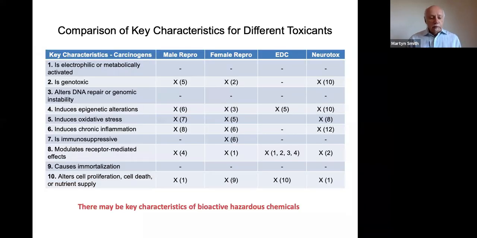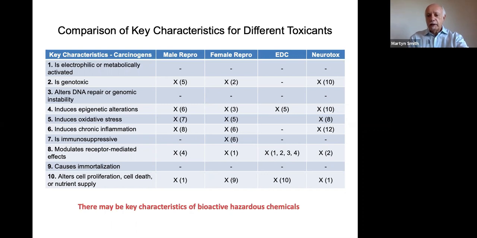So to finish, one thing that we have noticed, and probably you also, is that there are overlaps between male and female reproductive toxicants, EDCs, neurotoxicants, and key characteristics of carcinogens. We have noticed that, for example, epigenetic alterations commonly come up, as do oxidative stress and inflammation. Receptor-mediated effects are obviously altered, as is cell proliferation. This suggests that there may be a common set of key characteristics of bioactive hazardous chemicals.